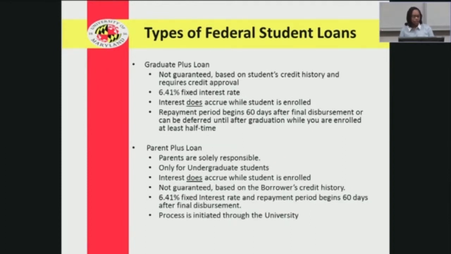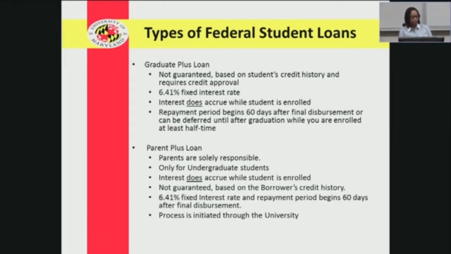The next type of loan is a Graduate Plus loan. It's not guaranteed, so it is based on a student's credit history and requires credit approval from the Department of Education. The interest rate is 6.41%. The interest does accrue on the loan while they're enrolled in school, and 60 days after the first disbursement or the final disbursement, repayment can start, or it can be deferred until after you graduate.